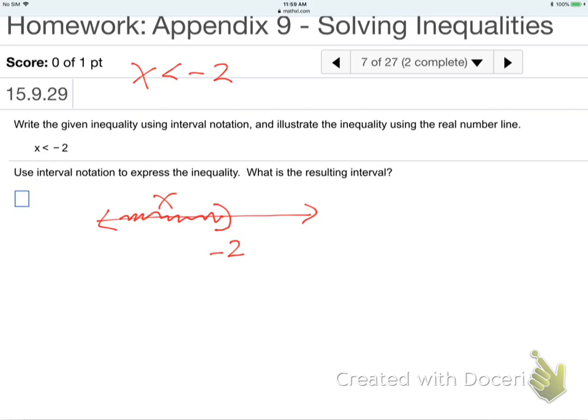Because there's no equals bar, right? The bracket goes with the bar, no bar, parenthesis, right? Because we're not including the -2, are we? Just things less than -2, like -2.1 and stuff. Yeah. So you're going to put that on the line?